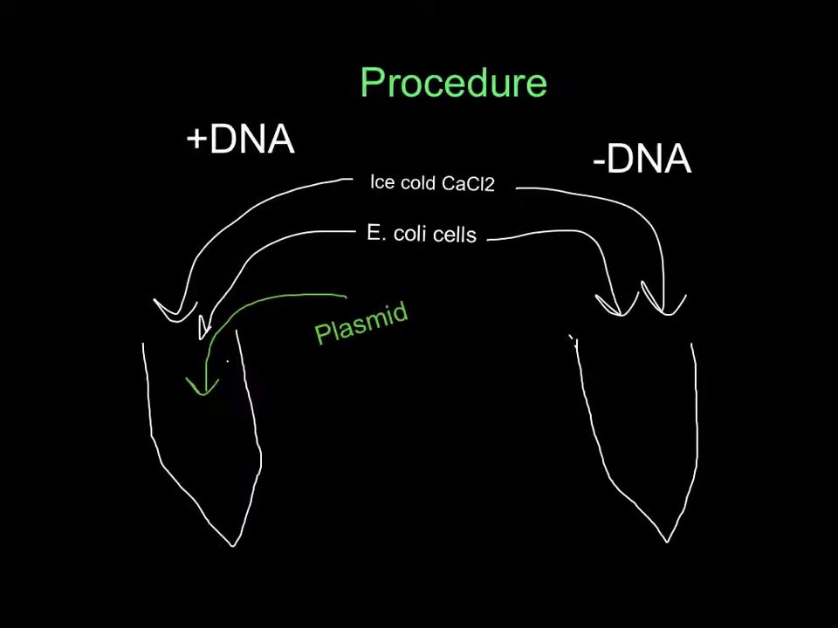Procedure. Two tubes were used for this experiment. One, labeled positive DNA, is the transformation tube. It contains the pGFP plasmid. The second one is labeled negative DNA. This is the control. It does not contain the pGFP plasmid. In each tube, ice-cold CaCl2 was added. E. coli cells were also added in each tube. Only in the positive DNA transformation tube, the plasmid was added.